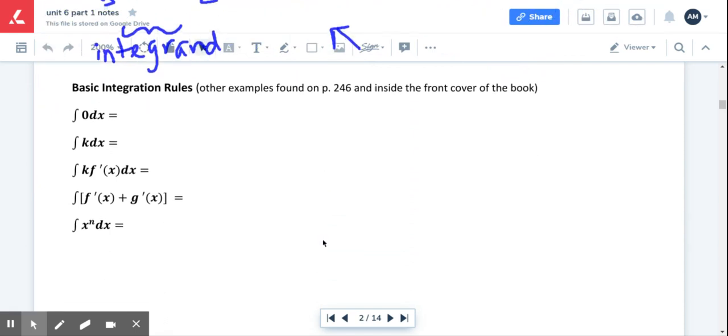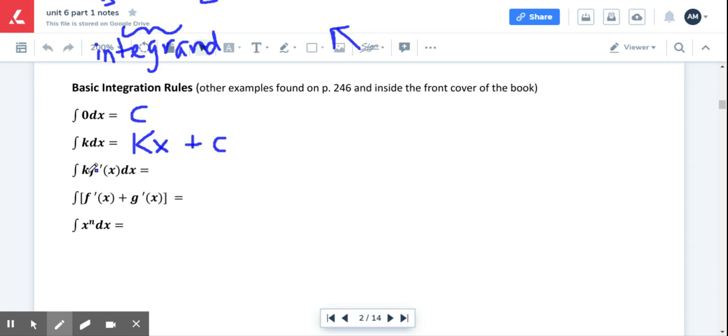All right, so now we have some basic integration rules. The first one, the antiderivative of 0 actually is c, so a constant c. Because if you think about that, if you take the derivative of a constant number, you would get 0. So this is the opposite of that. The antiderivative of 0 is c. The antiderivative of k, where k is a number, would be kx, because x is our variable of integration, plus c. Because if we took the derivative of k times x, it would just be k, and then the derivative of c is 0. So this is the opposite of that.